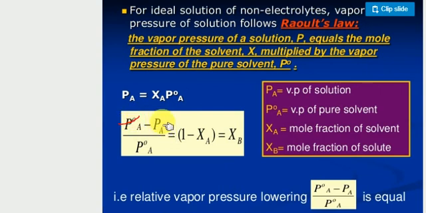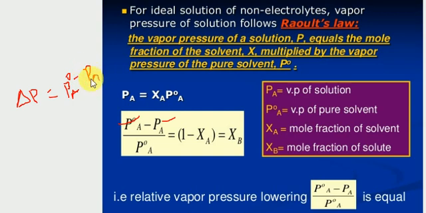What happens when a solute is added to form a solution? The solution vapor pressure is always less than the vapor pressure of the pure solvent only. So what is mentioned here? Delta P, the change in vapor pressure. Delta P equal to P naught A, the pure solvent vapor pressure, which is more, minus PA, the solution vapor pressure after mixing. I want to calculate how much percentage of the vapor pressure reduces with respect to the pure solvent only.